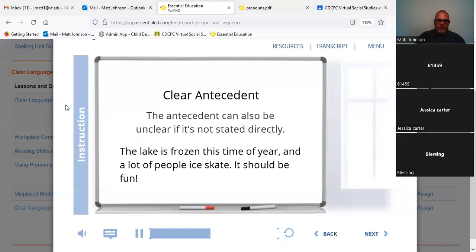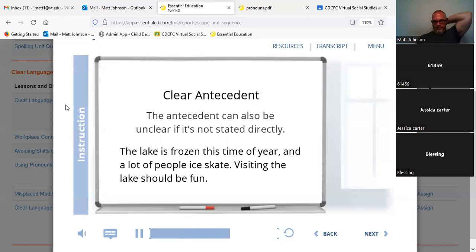It should be fun. So, what does "it" mean? Maybe you sort of get the idea, but does it mean visiting the lake? Going ice skating? Other people ice skating? This sentence would be a lot clearer if you just said something like, "visiting the lake should be fun." Just make sure that whenever you use a pronoun, it's clear what you mean.